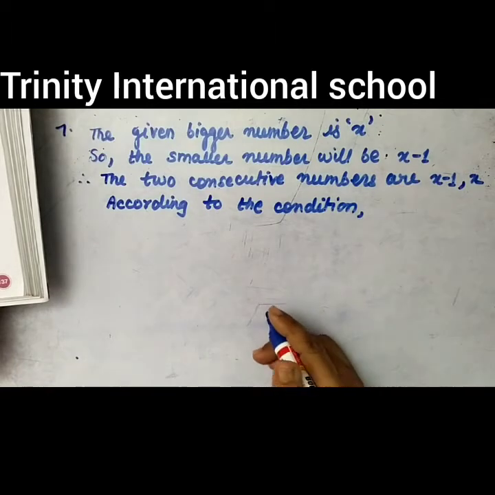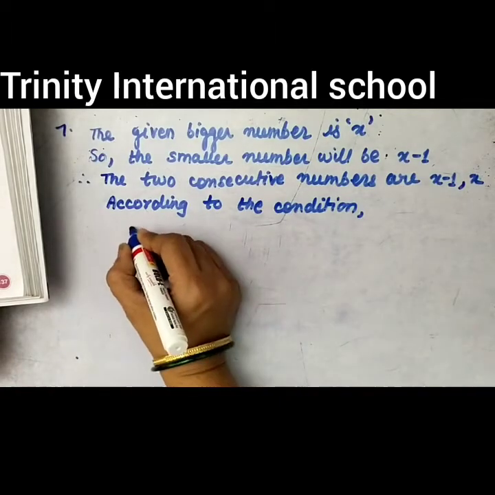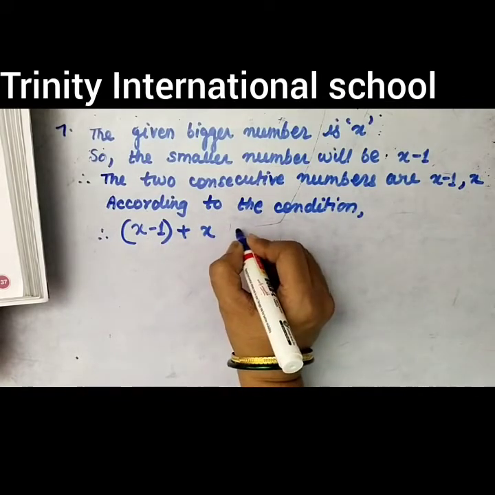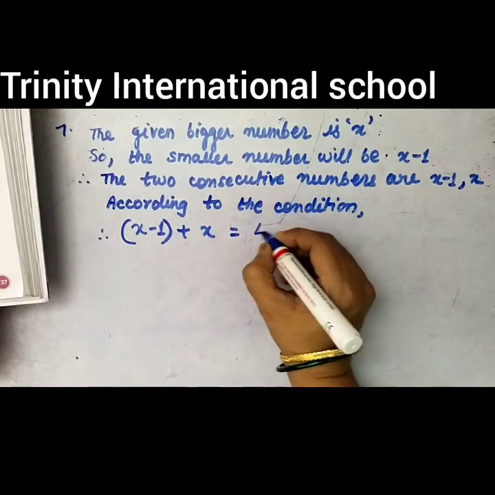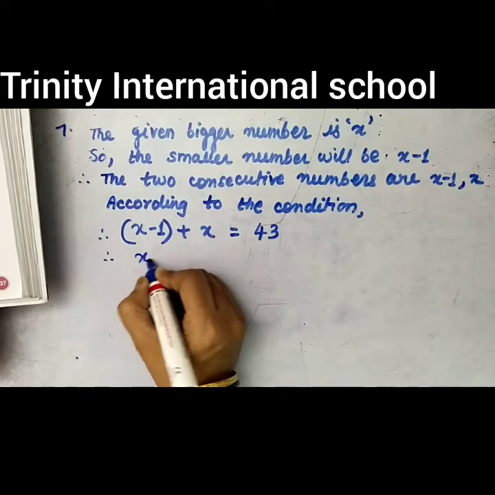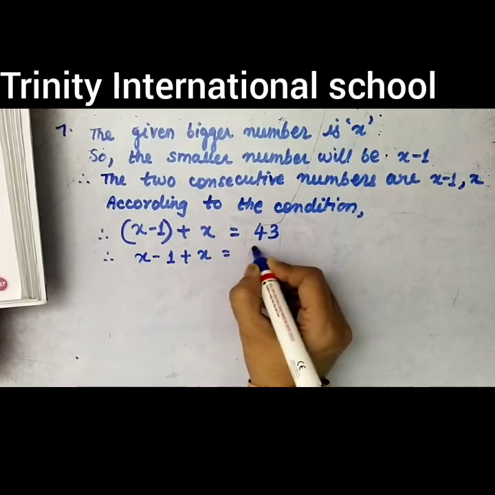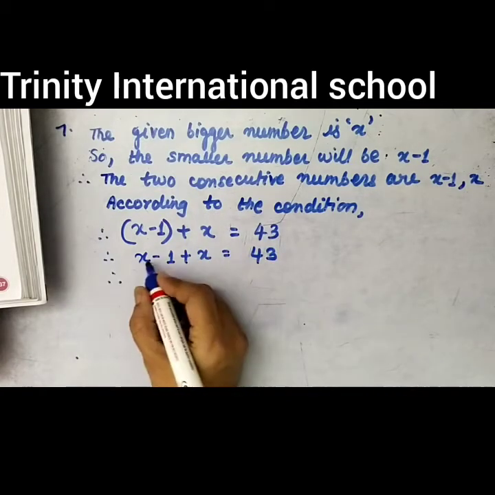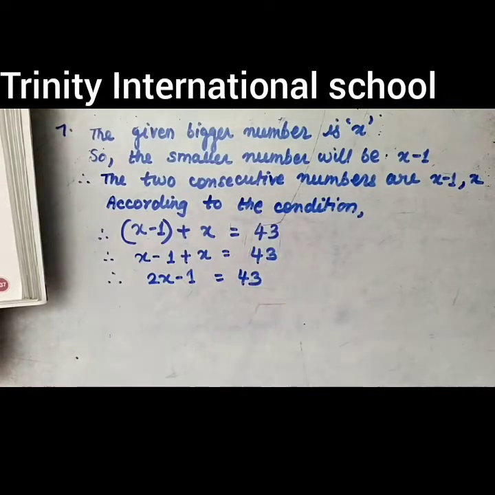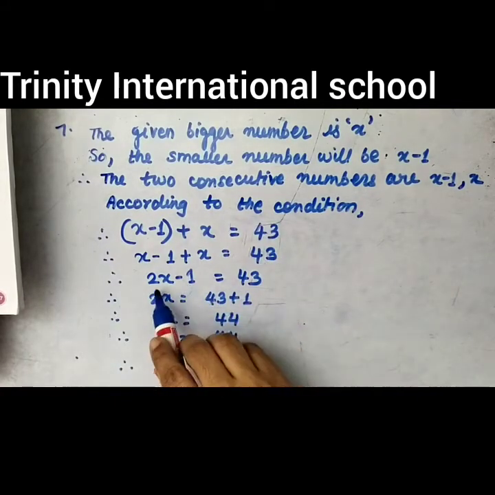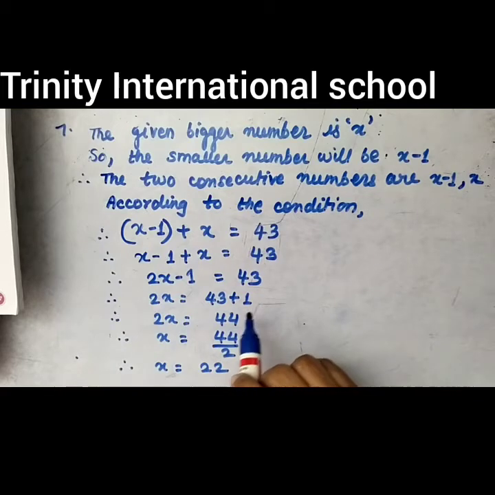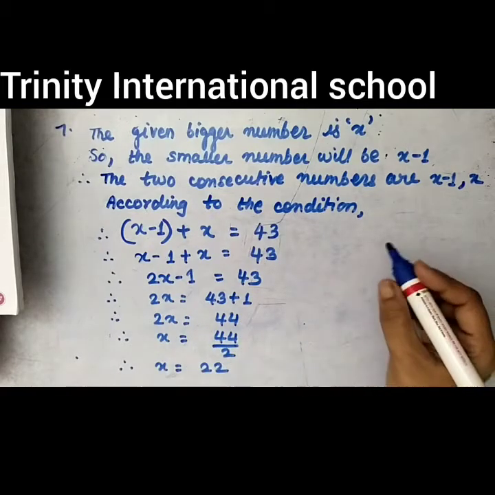Now, according to the condition, the sum of two consecutive numbers, which are x minus 1 and x, is 43. So now we can easily find the numbers. Let us remove this bracket. We can see two like terms, so this becomes 2x minus 1 is equal to 43. Now you can solve the equation. 1 can be brought to the right hand side and this gives you 44. So x becomes 22.